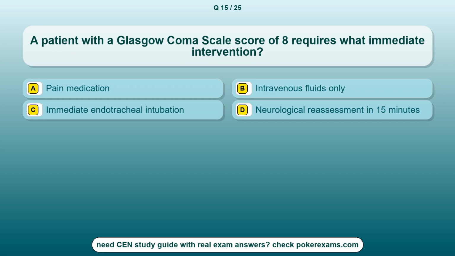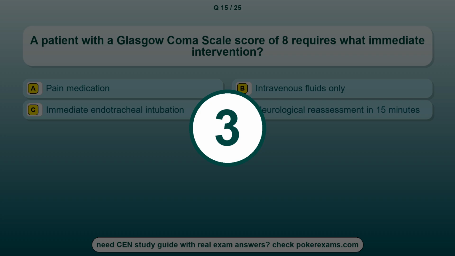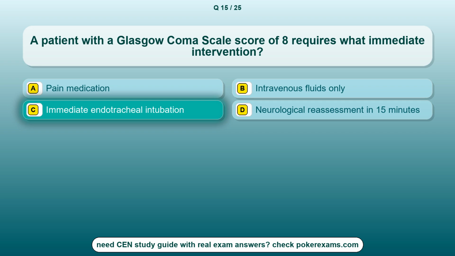Question 15. A patient with a Glasgow Coma Scale score of 8 requires what immediate intervention? Option A, pain medication. Option B, intravenous fluids only. Option C, immediate endotracheal intubation. Option D, a neurological reassessment in 15 minutes. The correct answer is option C, immediate endotracheal intubation.